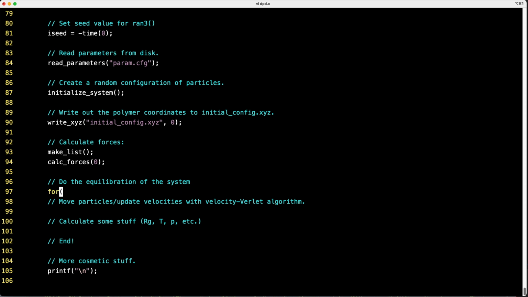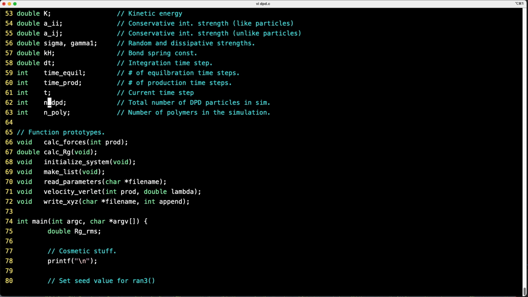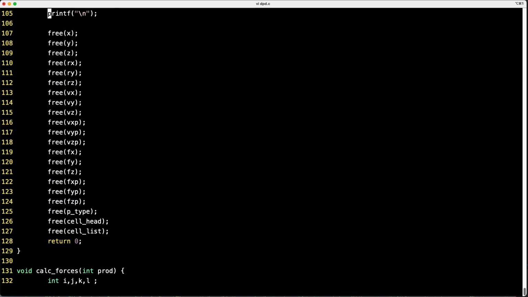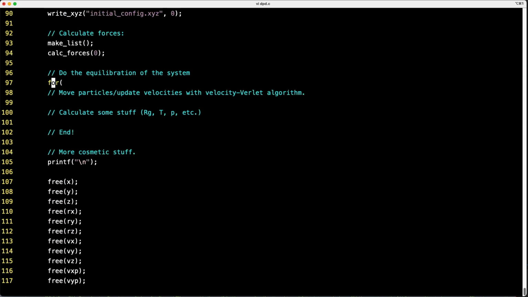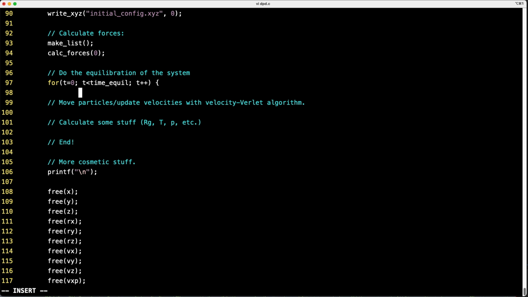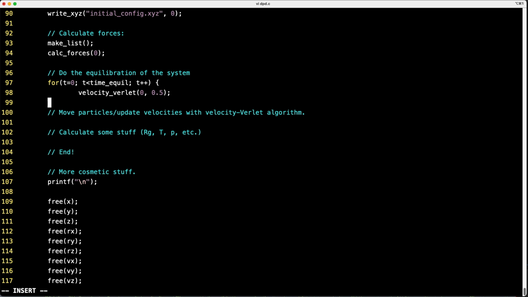So now we can do the equilibration of the system. Let's take a look at the variables. t is going to be our current time step, and time equil is going to be the number of equilibration time steps. So that means that here we will do for t equals 0, t is less than time equil, t plus plus. What do we do? Well, all we have to do here is call the velocity-Verlet algorithm. We're in equilibration, so prod should be 0, and lambda will be 1/2. And there we go.